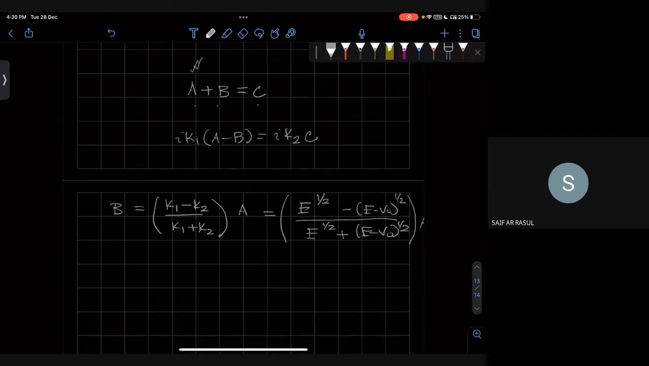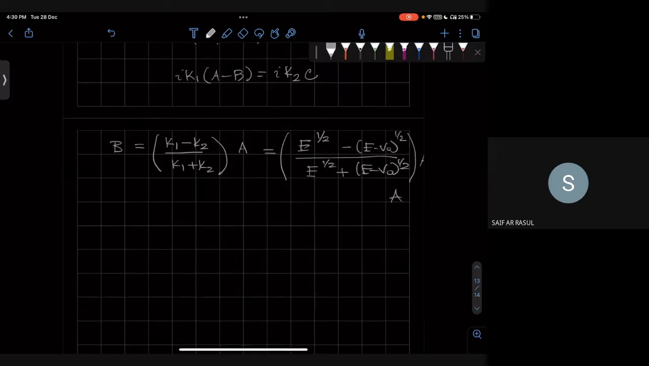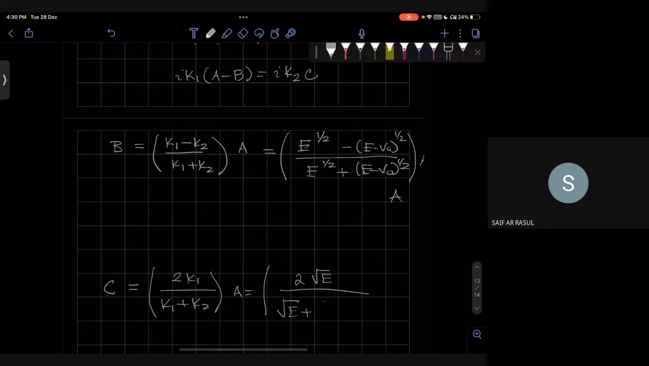Okay, so sorry, there's a factor of a here. So that's going to be b, and c is going to be 2k1 divided by (k1 plus k2) times a, and that's 2 square root of E divided by square root of E plus square root of E minus V naught. As you can see, I like to be very inconsistent in my notation. Okay. Any questions so far?